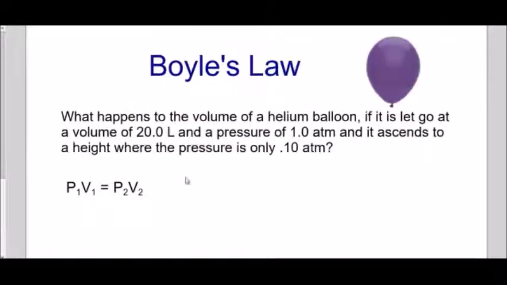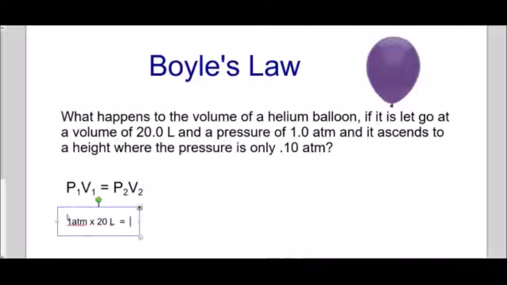Here's our first Boyle's Law problem. What happens to the volume of a helium balloon if it is let go at a volume of 20 liters and a pressure of 1 atmosphere, and it ascends, and that means goes up, to a height where the pressure is only 0.1 atmosphere? So we can plug the numbers into this equation. The beginning pressure on this balloon was 1 atmosphere. The beginning volume was 20 liters.